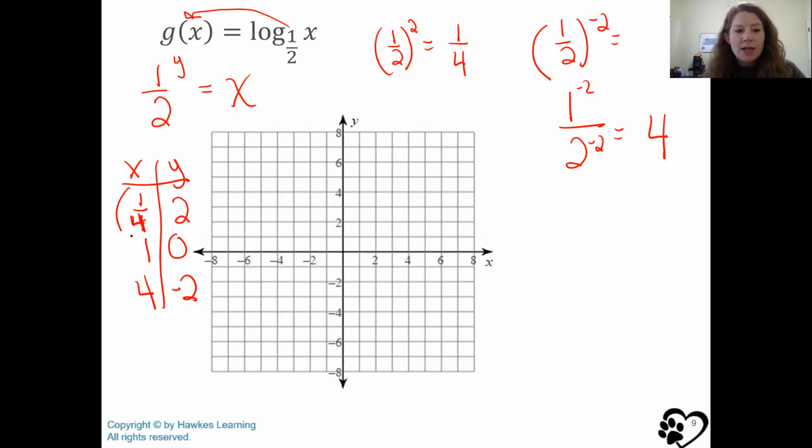All right, so I can graph these 3 points. I can figure out what this is going to look like. So the first one tells me to go right 1/4 and up 2, about right there, very close to the y-axis. The next one tells me to go right 1 and stop, and the next one tells me to go right 4 and down 2. So I can see what this graph is going to look like, right?